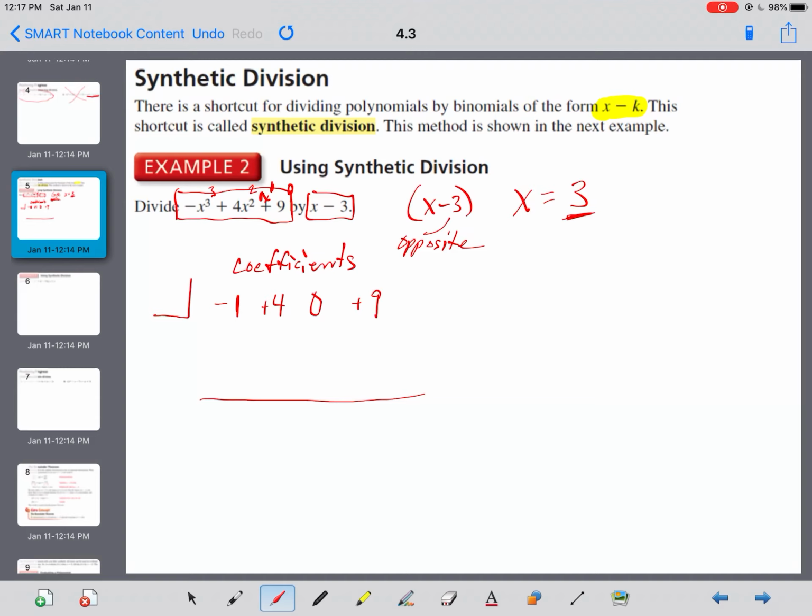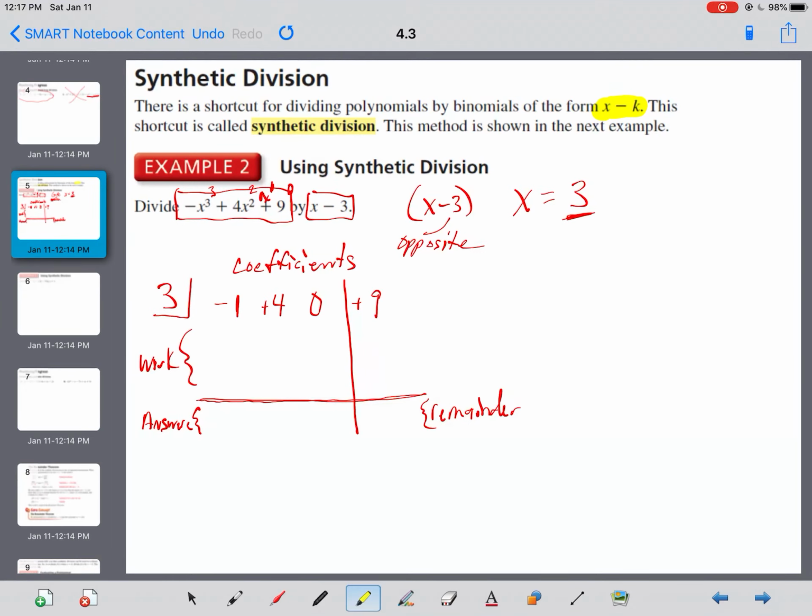Now we have to separate our working zone from our answer zone. That's what this one is, okay? So our answer is going to go below here. Our work is going to happen, so this is where work happens here. And this is where the answer happens there. And we also have the remainder, if there is any. That happens here, okay? So I build this little setup.